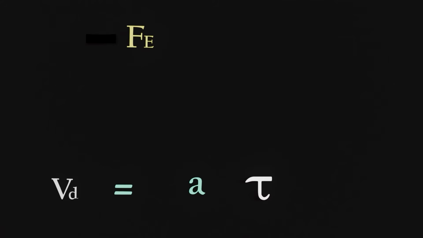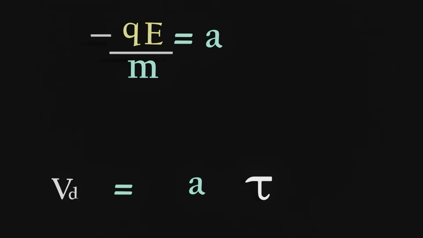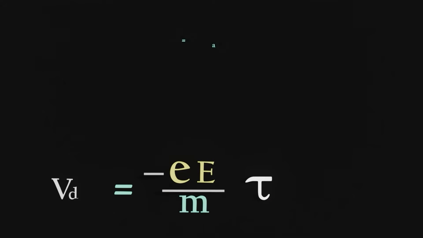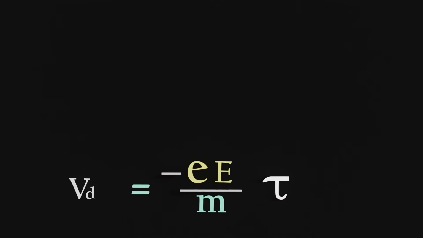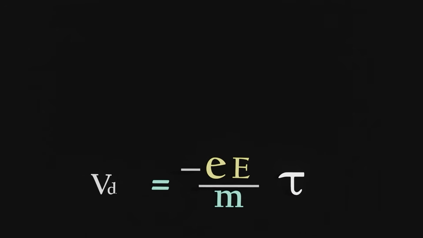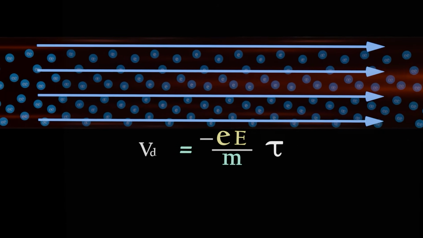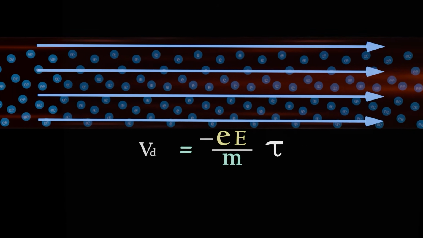Now, we know F equals ma, where m is the mass of the electron. Thus, acceleration equals F by m. Here, the force comes from the electric field, that will be qE. For electrons, q equals minus e. As we substitute acceleration in the equation of drift velocity, we get Vd equals minus e E tau over m. The negative sign means electrons drift opposite to the direction of the electric field, and its magnitude is eE tau over m.